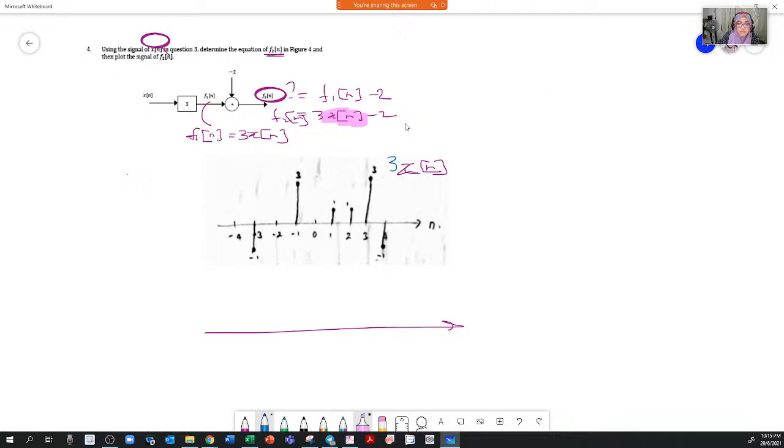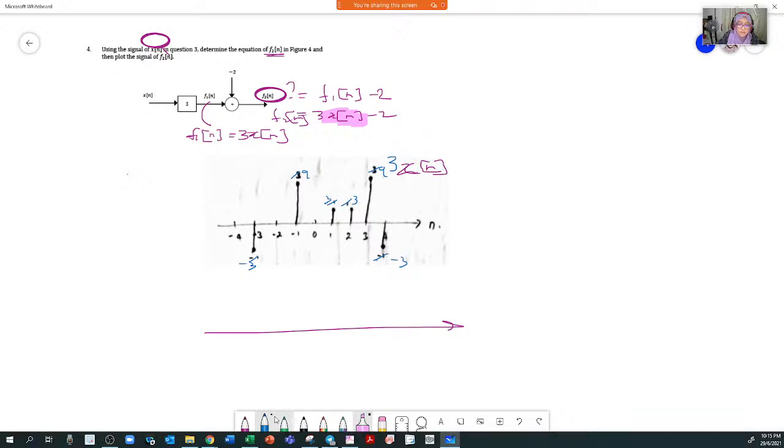Okay. So if I were to multiply by 3, I'm actually a bit lazy to draw it out. So I'm just going to multiply the amplitude by 3 everywhere. So I get 9, 3, 3. Then you get minus 3 and minus 3. The rest will be 0 at the other points.